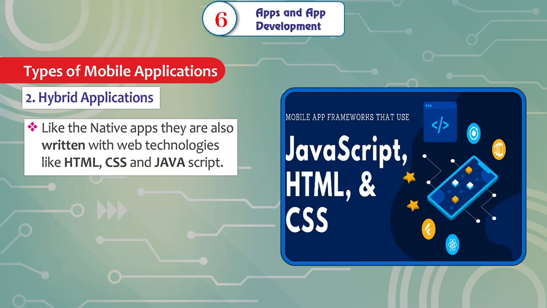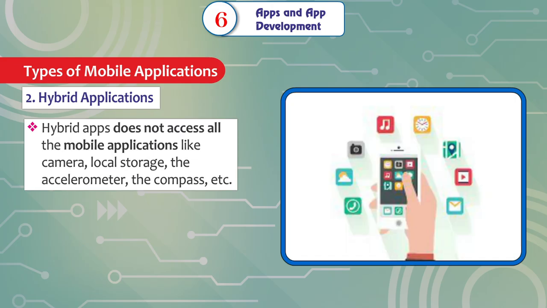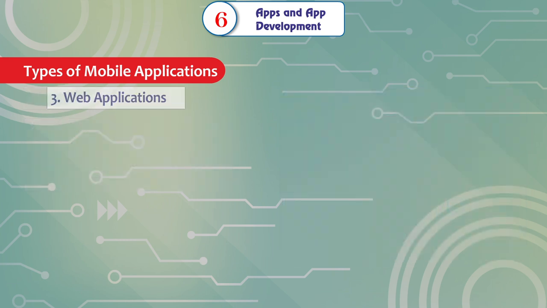Like the native apps, they are also written with web technologies like HTML, CSS, and JavaScript. Hybrid apps run inside a native container and use the device's browser to process the JavaScript locally. Hybrid apps do not access all the mobile features like the camera, local storage, the accelerometer, the compass, etc.